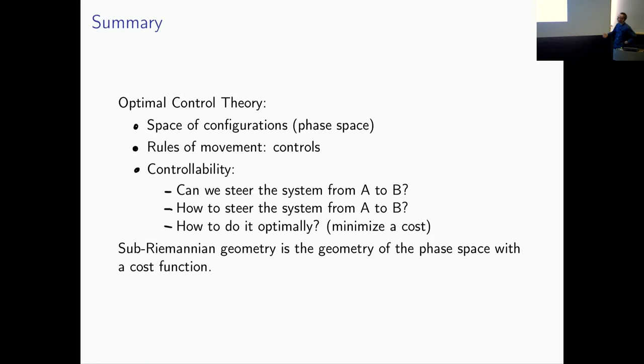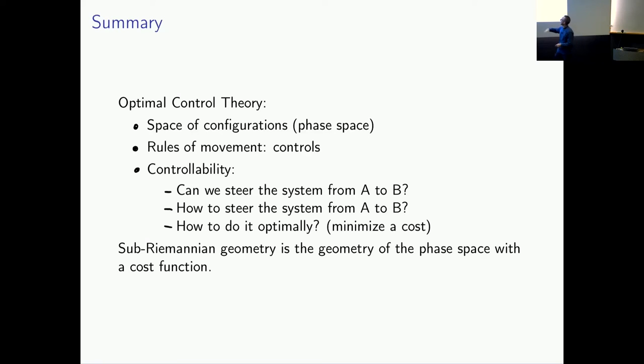And here is where Sub-Riemannian geometry comes in. So yeah, I'm cheating a little bit, because what I'm talking about is actually control theory. But I am a geometer, and what I see in these models is the Sub-Riemannian geometry, which is the phase space with now a cost function. When we go from A to B, we want to minimize the cost function, and this gives us a distance. So I have a geometrical space.